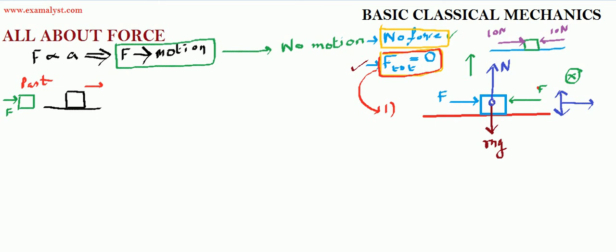One such force was mg, which is quite known to us. We call it weight, and somebody must have balanced this weight, as a result of which there is no y direction motion. That is normal reaction. Let me give you one more example.